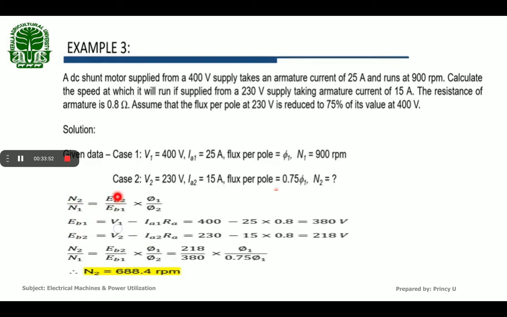N1 is known. So E_b1 is V1 minus Ia1 Ra, so you can substitute V1 and Ia1 Ra in this equation. And E_b2 is V2 minus Ia2 Ra. Then substitute these values of E_b2 and E_b1 in the equation. Phi1 will cancel out, and by giving the value of N1 you can find N2 in RPM: 688.4 RPM. Okay, and the next question.